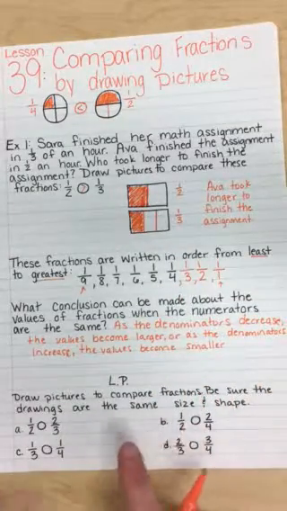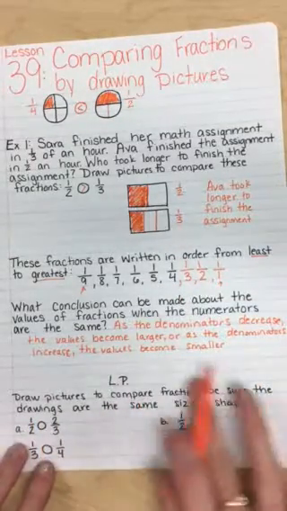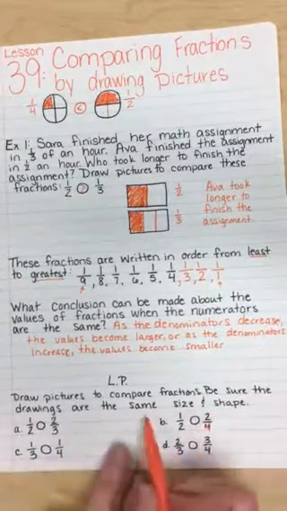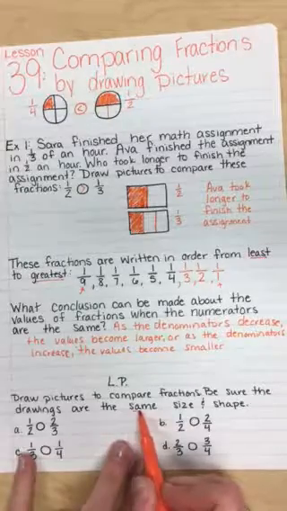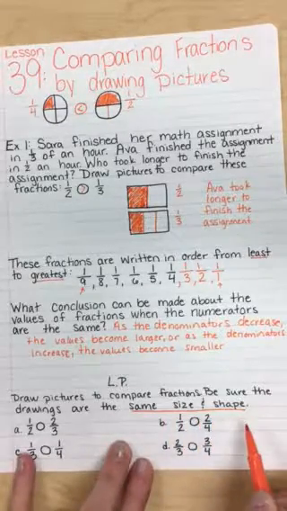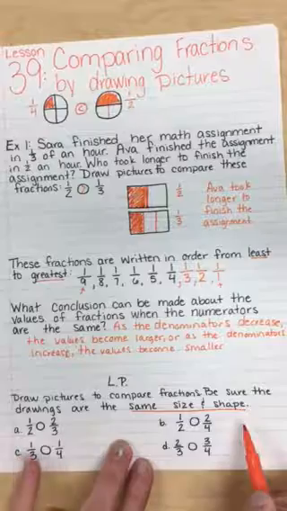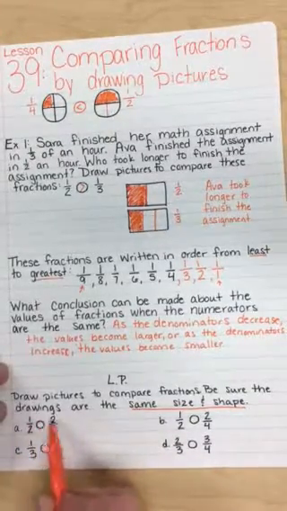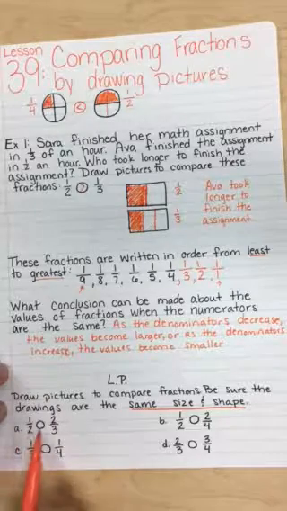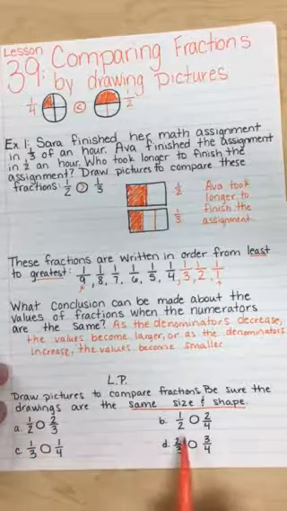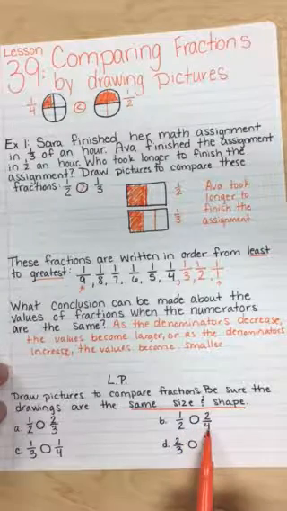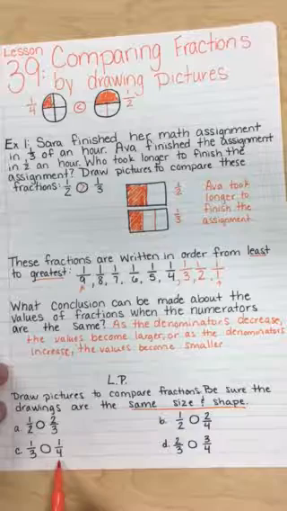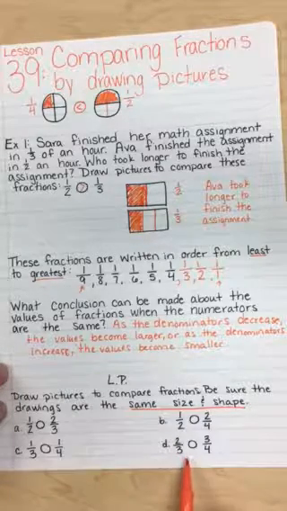So for your lesson practice today, draw pictures to compare fractions. Be sure the drawings are the same size and shape. What's the word for something that's the same size and same shape? Remember that word was congruent. All right, so you're drawing pictures, and then you're going to compare A, 1/2 compared to 2/3. B, 1/2 compared to 2/4. C, 1/3 compared to 1/4. And D, 2/3 compared to 3/4.